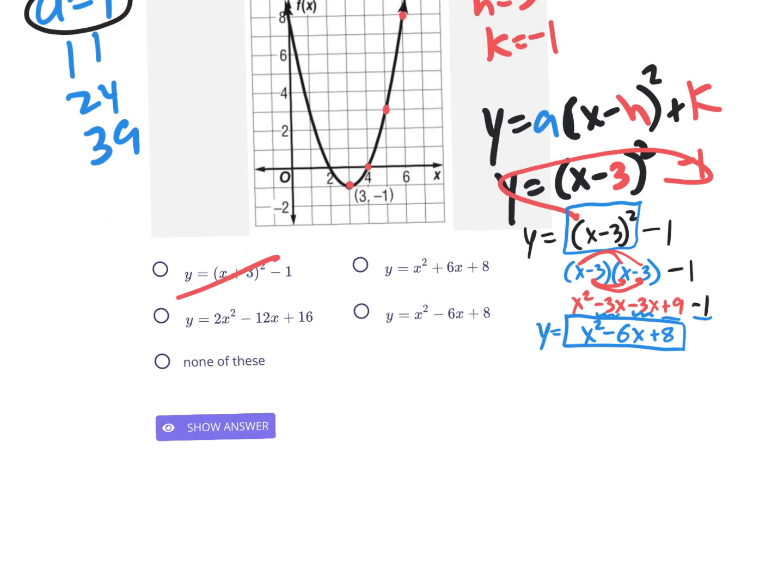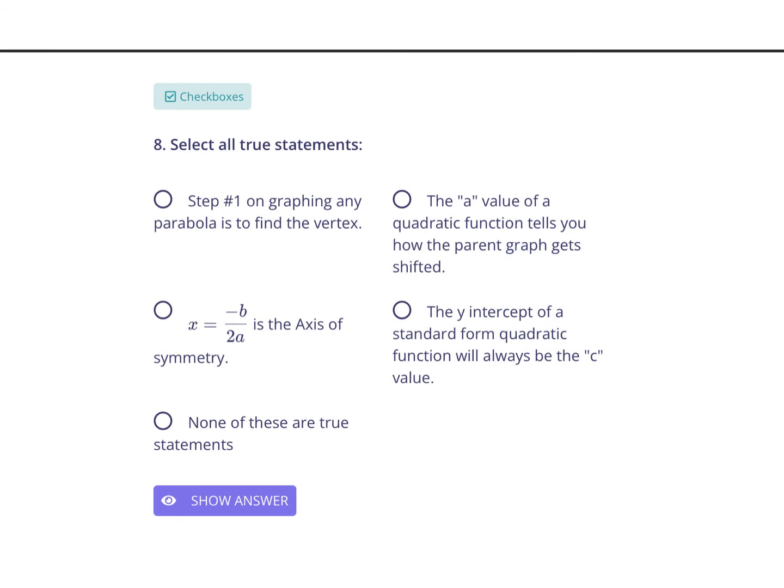And it is this equation right there, y equals x squared minus 6x plus 8. The final problem here on this video is to select all true statements. Step 1 on graphing any parabola is to find the vertex. Absolutely, no question about that.